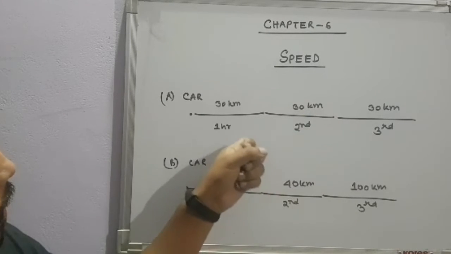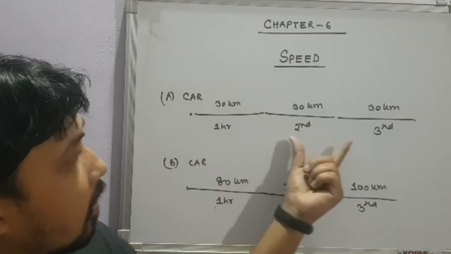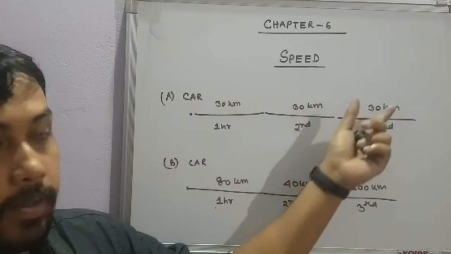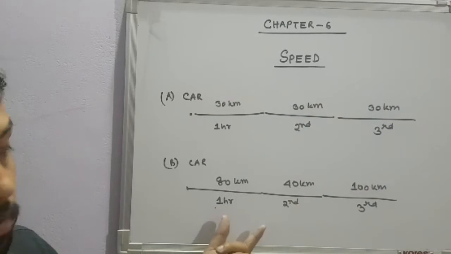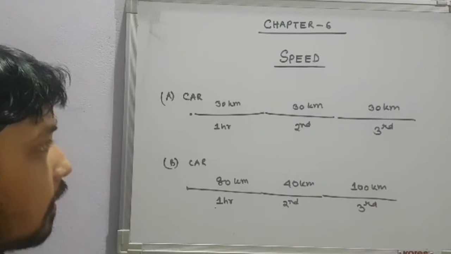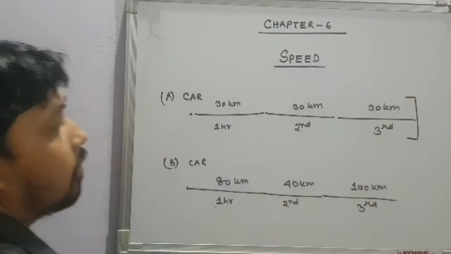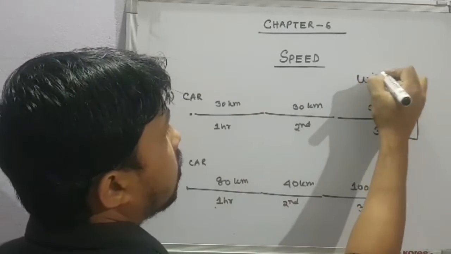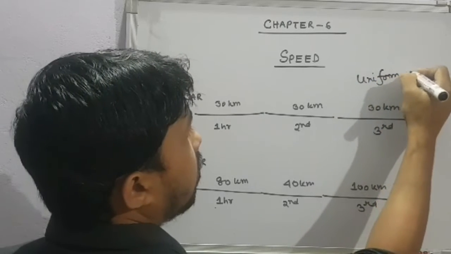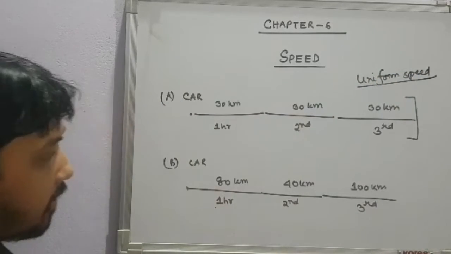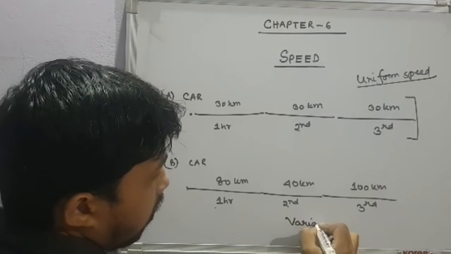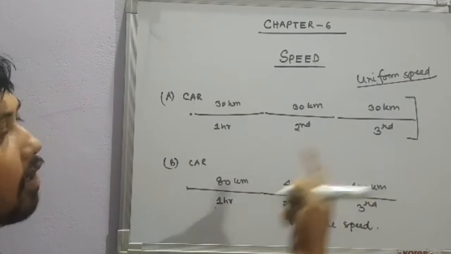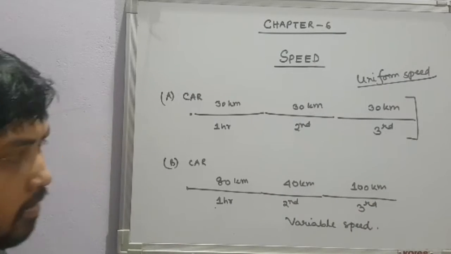In the first case, in every hour, first hour, second hour, third hour, the distance covered is always fixed, that is 30, 30, 30, same, right? Here it is changing, 80, 40, 100. So in this kind of situation where you have the same distance covered in the same time, this is called uniform speed. Uniform means same, right? And this will be called variable speed. Variable means changing, 80, 40, 100, right?